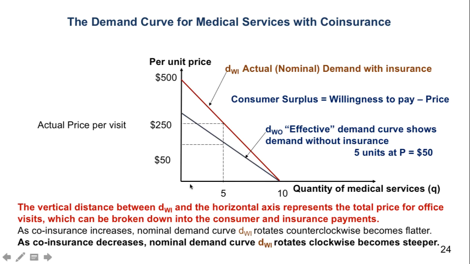50%, and maybe to 100%, this demand with insurance rotates counterclockwise and actually comes to the horizontal axis at 100% co-insurance. It means that in that case there is basically no insurance. The consumers are responsible for the full actual cost.